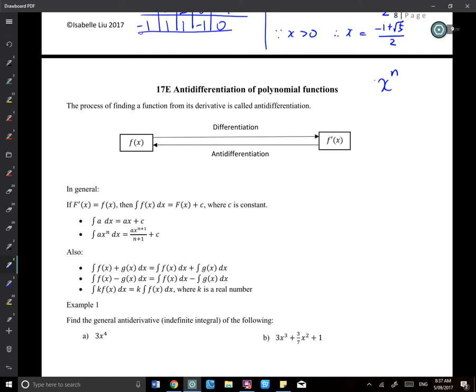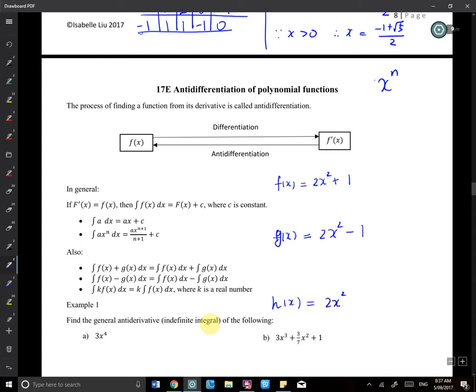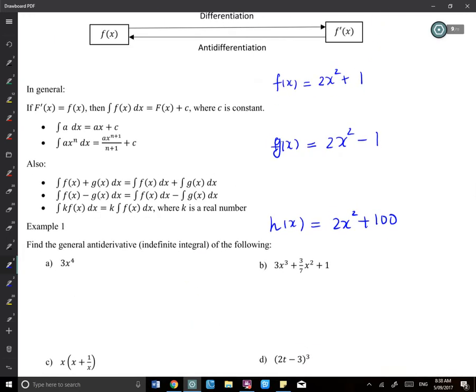First of all, I want to ask you, I have f(x) equals 2x squared plus 1, g(x) equals 2x squared minus 1, h(x) equals 2x squared plus 100. Can you tell me what are the differentiated functions for those 3 functions? f dash x equals 4x, g dash x equals 4x, and h dash x equals 4x.